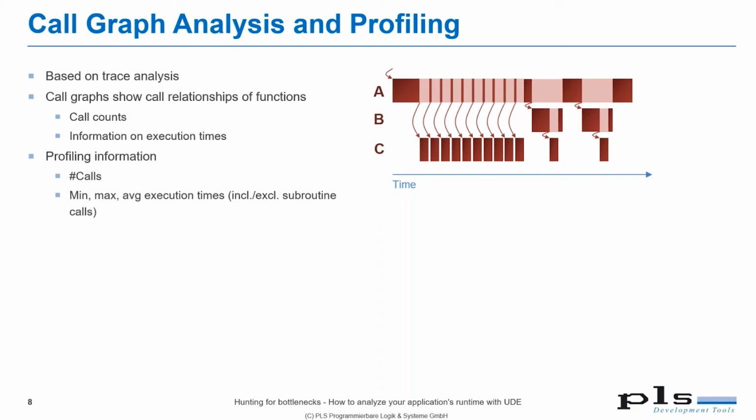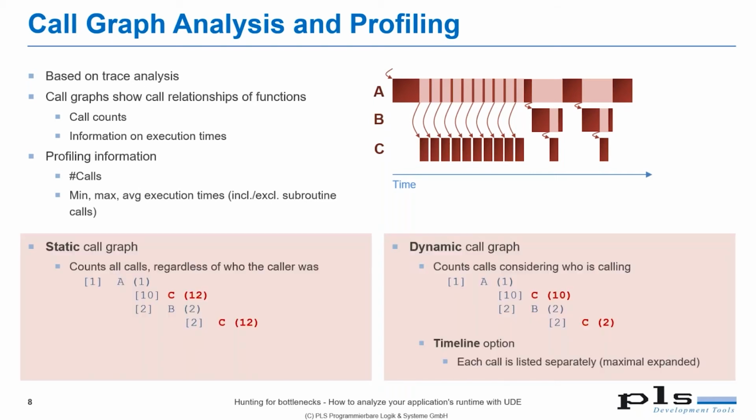The call graph itself is presented in two ways. There is a static call graph and a dynamic call graph available in UDE. In the static call graph, the calls to a function are accumulated regardless of who was the caller. In the dynamic call graph instead, the caller is also considered. You can see the difference in the example shown on this slide. We have three functions here, A, B, and C. A is calling C 10 times, and then B is called 2 times, and C is also called by B.